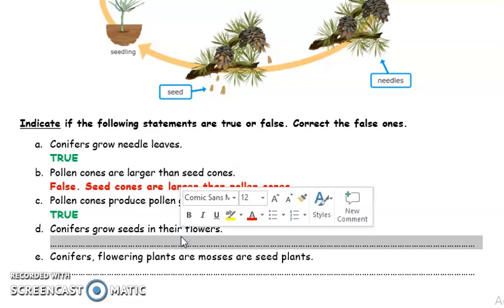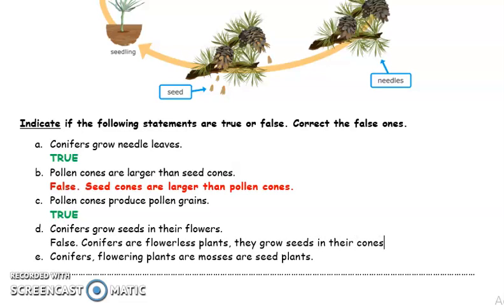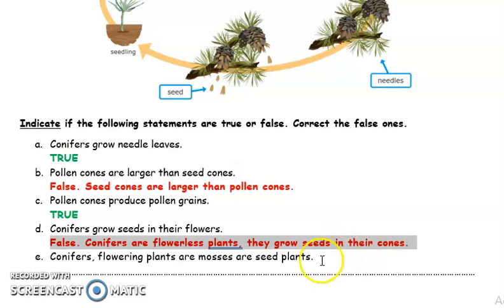Conifers grow seeds in their flowers. What do you think? This is also false. Conifers are flowerless plants. They do not grow flowers. They grow seeds in their cones. And to be more precise, they grow seeds in their seed cones.